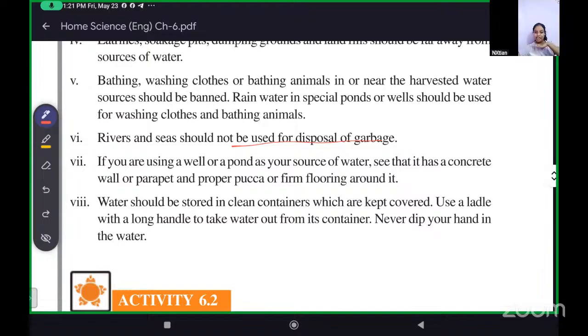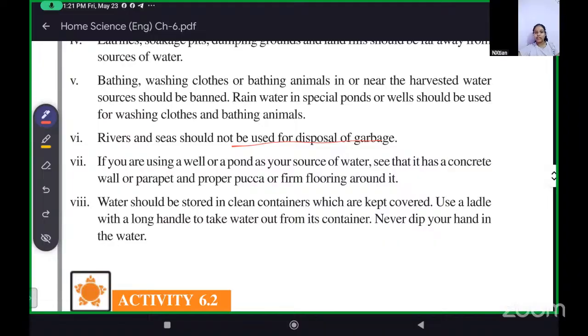It should have a good flooring, a pakka flooring, also a good wall around it so that other things don't just fall into your water storage tank. Then water should be stored in clean containers which are kept covered. Use a ladle with a long handle to take water out from its container. Never dip your hand in the water.